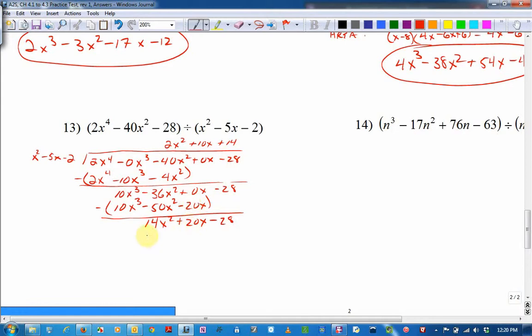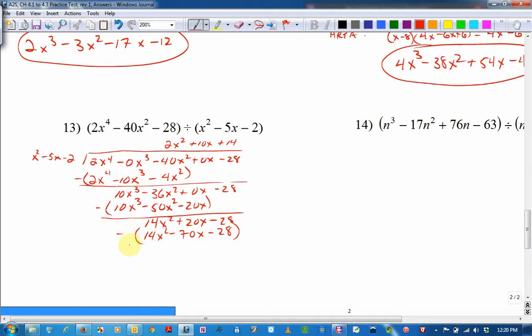So that would be 14x squared. 14 times a minus 5, that would be minus 70x. And 14 times a minus 2 is minus 28.